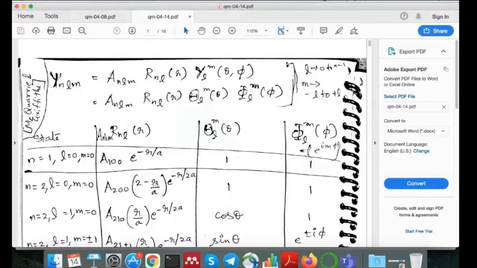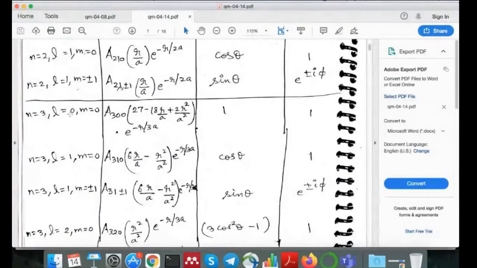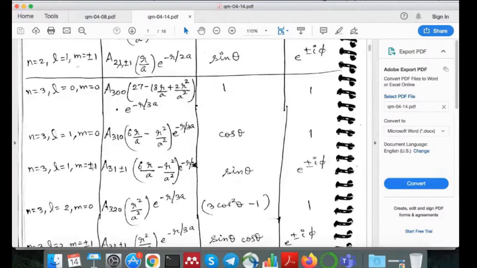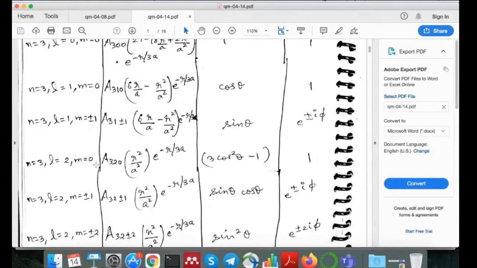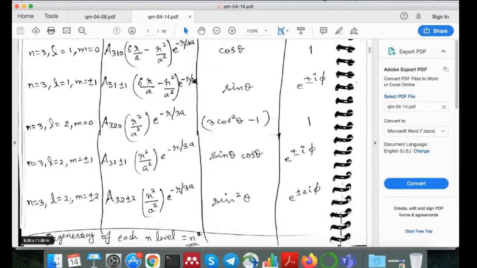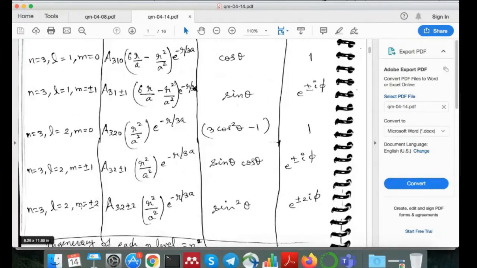So let's look at it. All right. So n equal to 3, L0, M0, L1, M0, L1, plus or minus 1. So this turns out to be 4. L2, M0, so this is 5. L2, M plus or minus 1, so this is 7. L2, M plus or minus 2, this is 9.